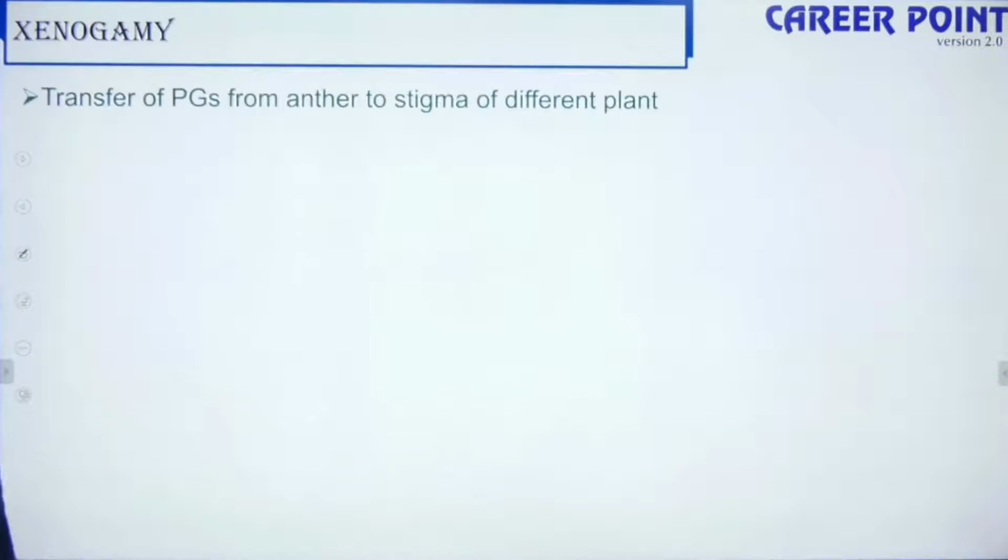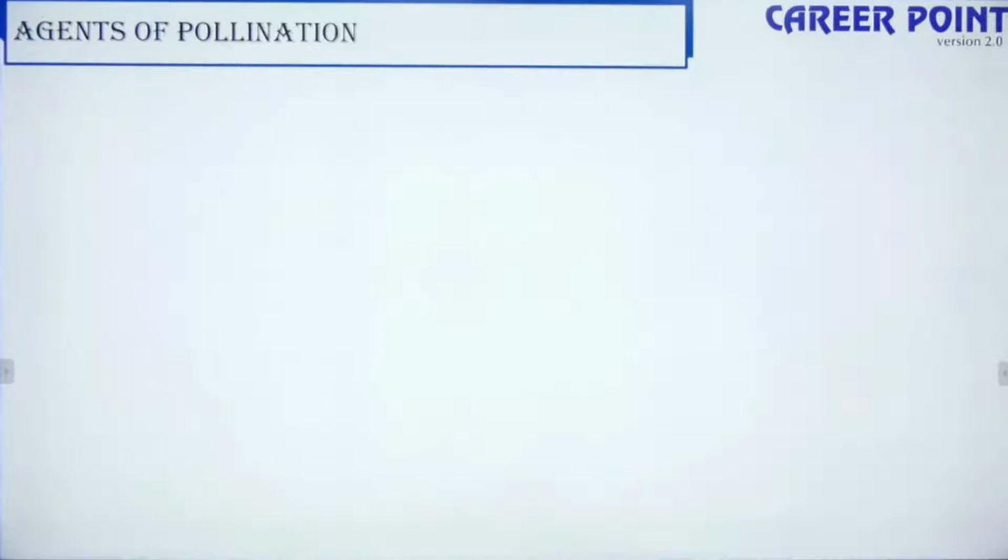The last one is xenogamy. It is the transfer of pollen from different plants. So this is essentially cross-pollination. So they are genetically different types.